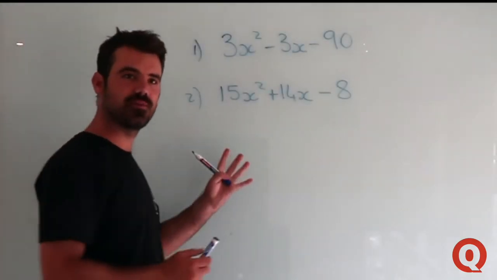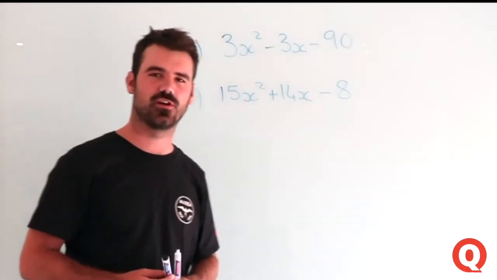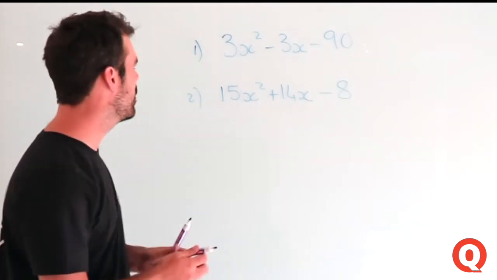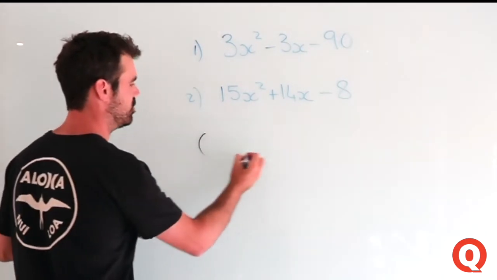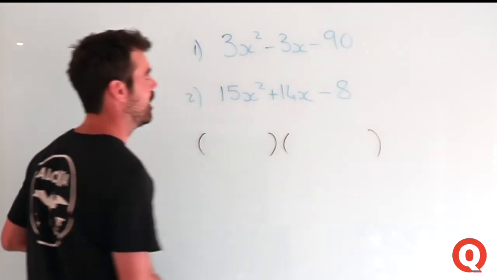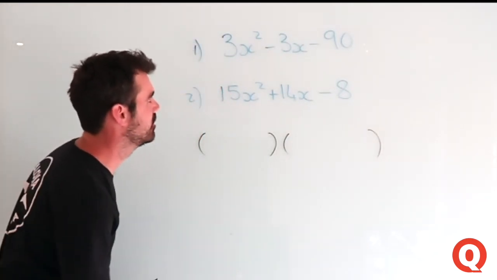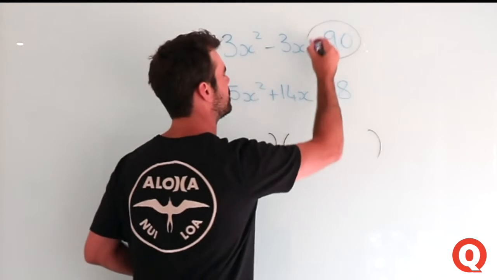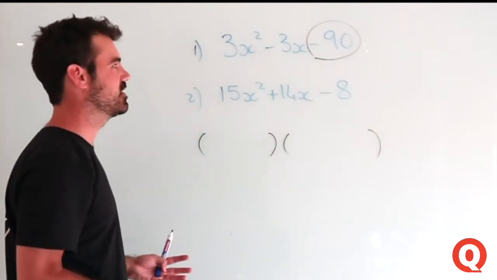Alright, so those are 2 examples I've given you to do. Have you managed to solve them? Well, let's have a quick go at them. So the top one, I'm going to have to open 2 brackets. Now, it's a little bit tricky because I don't have a positive c. I don't have a positive c.